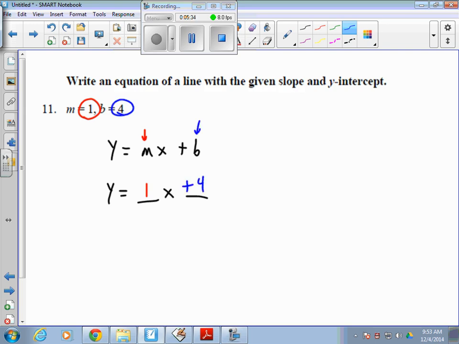Don't leave it as 1 times something. There's never a reason to write that. Write it in its best form, y equals x plus 4.